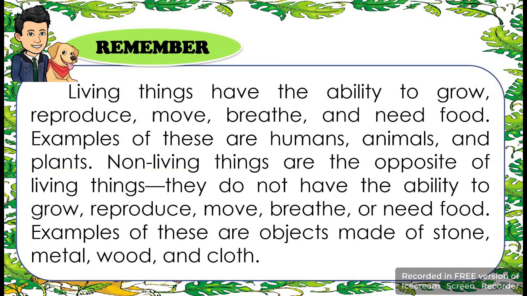Remember, living things have the ability to grow, reproduce, move, breathe, and need food. Examples of these are humans, animals, and plants. Non-living things are the opposite of living things. They do not have the ability to grow, reproduce, move, breathe, or need food. Examples of these are objects made of stone, metal, wood, and cloth.